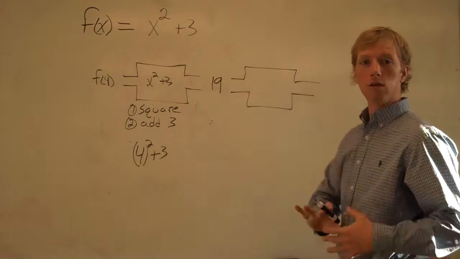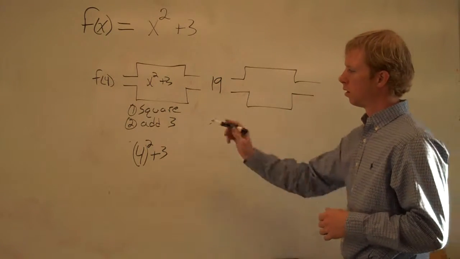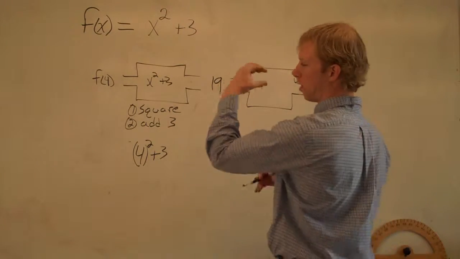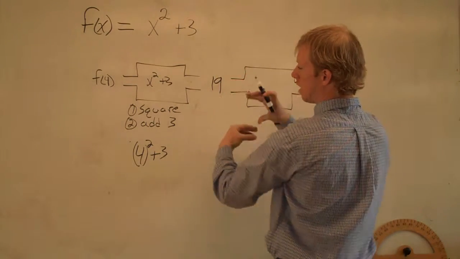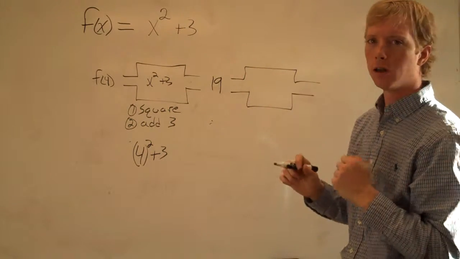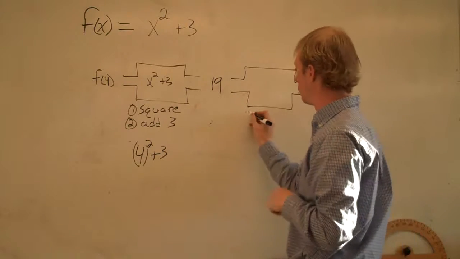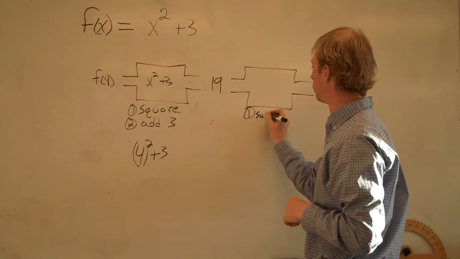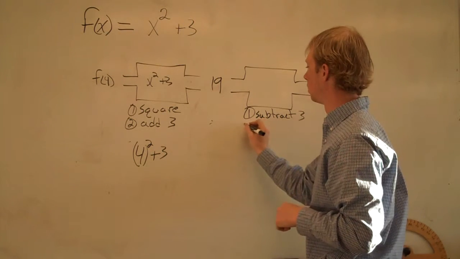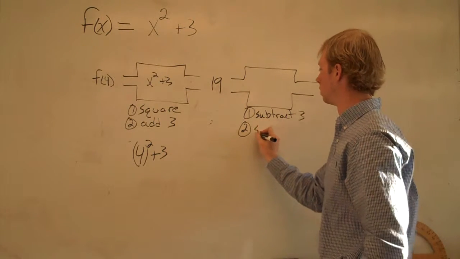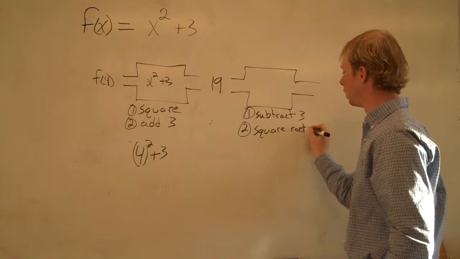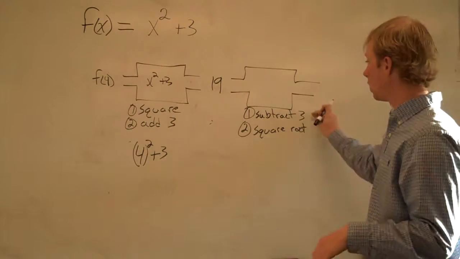Now to undo these steps, I'm going to reverse the order. So if I did square and then add, now I'm going to do subtract and then unsquare, which we all know we call square rooting. Step 1 becomes subtract 3. Step 2 becomes square root.